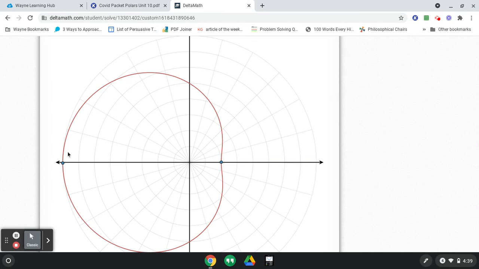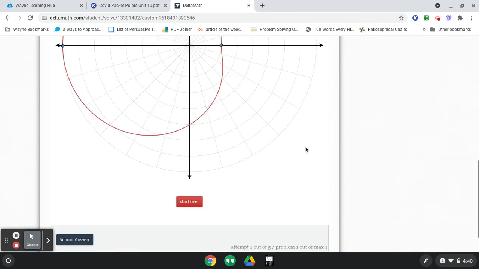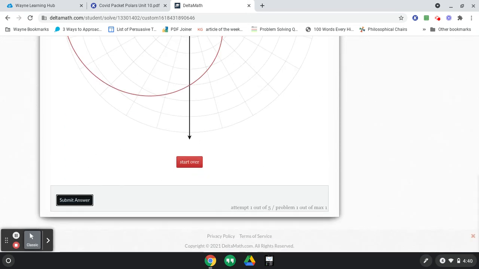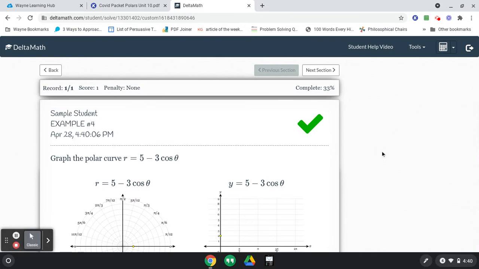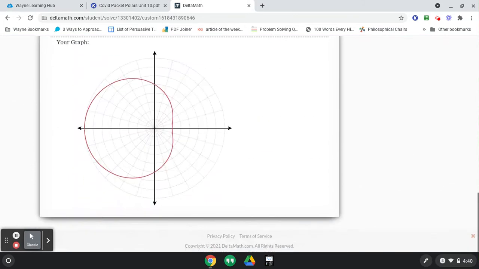So the maximum goes on the negative x-axis, and then our minimum just goes on the other side of it. 2, 3, 4, 5, 6, 7, 8. Looks perfect. And then we can submit answer. And it shows us we've done it correctly. So again, the max is on the negative x-axis over here. And then the minimum just happens on the other side of it.